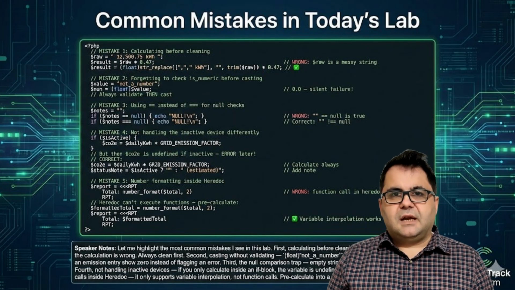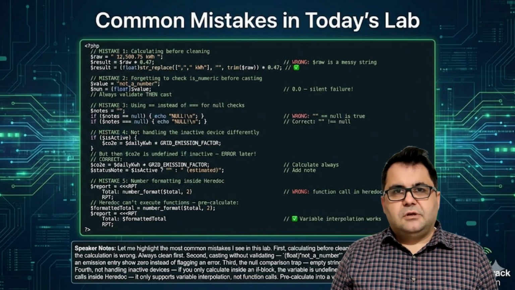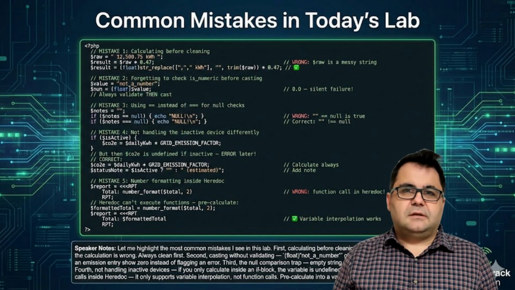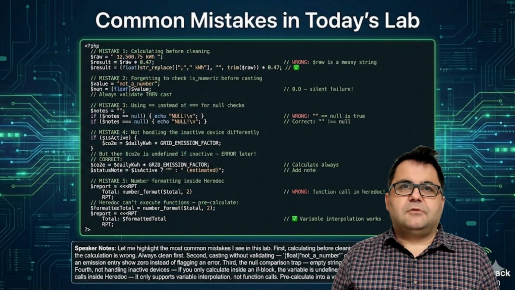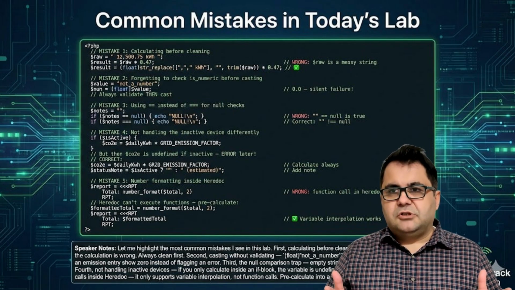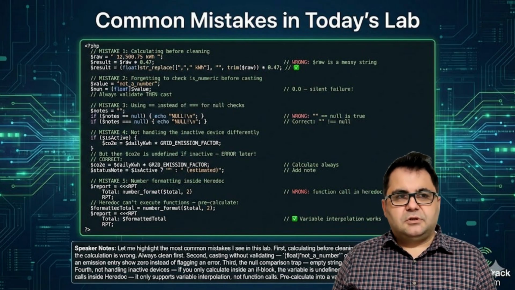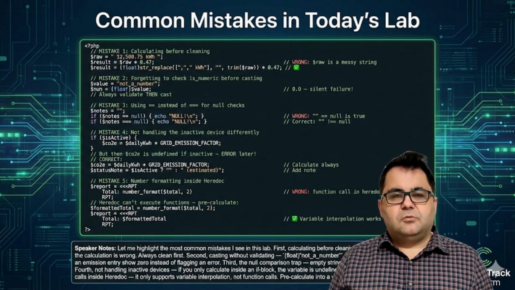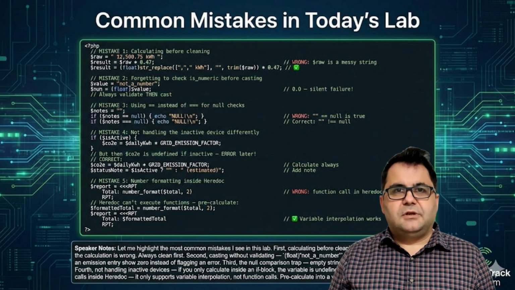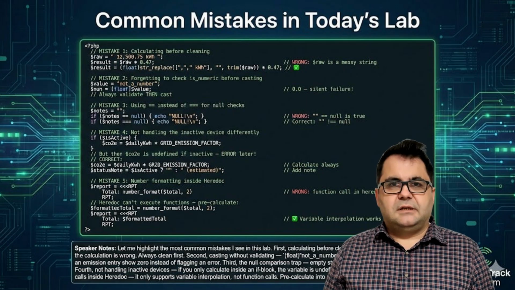Let me highlight the most common mistakes I see in this lab. First, calculating before cleaning. If the raw string has commas, the calculation is wrong. Always clean first. Second, casting without validating. Float of a non-number gives 0.0 silently, which would make an emission entry show 0 instead of flagging an error. Third, the null comparison trap: an empty string equals null with loose comparison. Fourth, not handling inactive devices. If you only calculate inside an if block, the variable is undefined outside it.